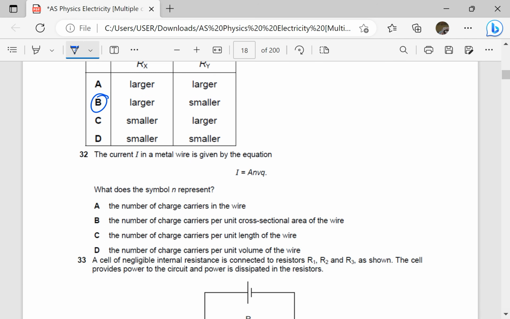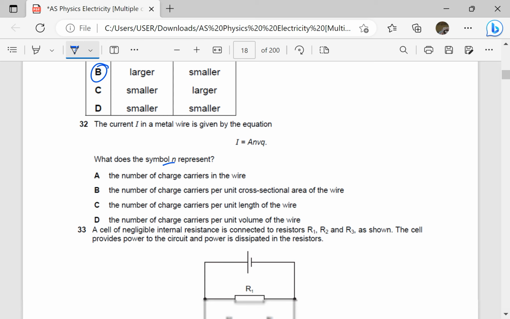The current I in a metal wire is given by that equation. What does the symbol N mean? That is number density of charge carriers, number of free electrons per unit volume. So number of charge carriers per unit volume, that is D.